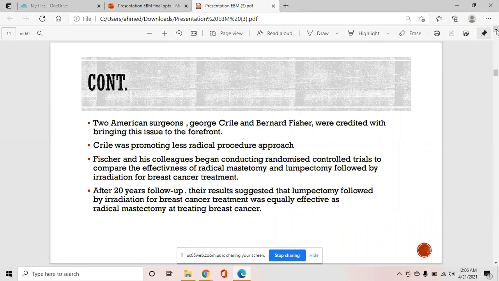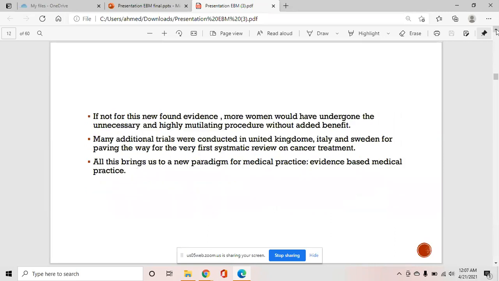Fisher and his colleagues began conducting a randomized controlled trial to compare the effectiveness of radical mastectomy and lumpectomy followed by irradiation for breast cancer treatment. After 20 years of follow-up, their results suggested that lumpectomy followed by radiation was equally effective as radical mastectomy at treating breast cancer. If not for this newfound evidence, more women would have undergone the unnecessary and highly mutilating procedure without added benefit.